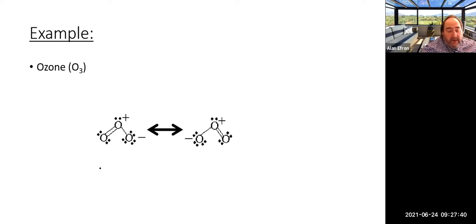And if you're wondering why there are charges here, these are the formal charges that we calculated earlier on. You could also obviously just draw it without the formal charges present.